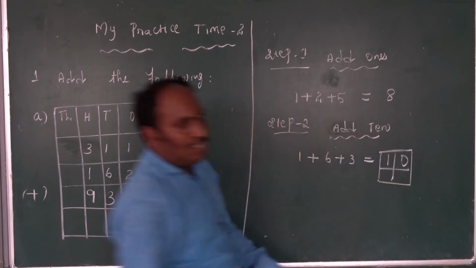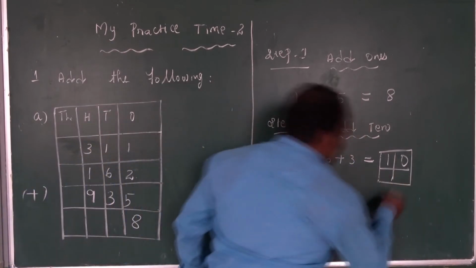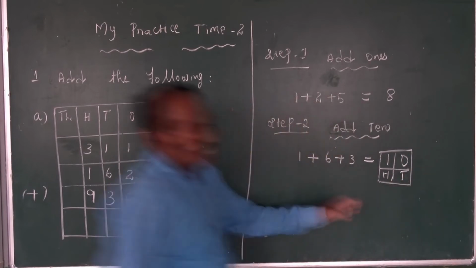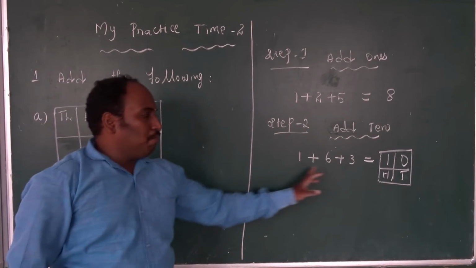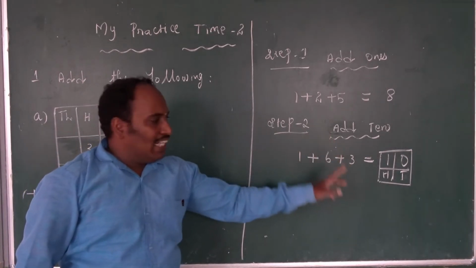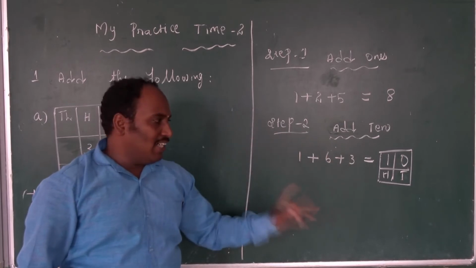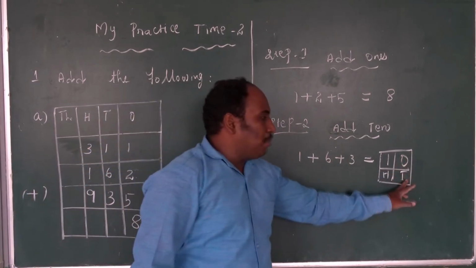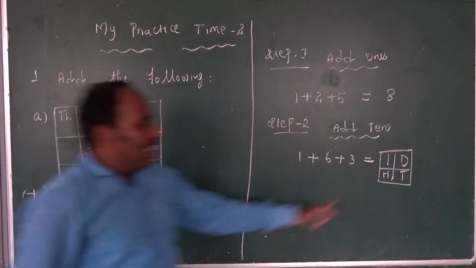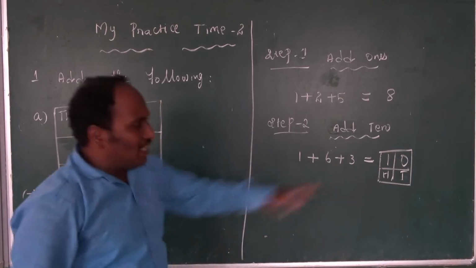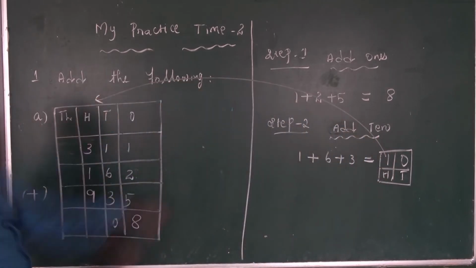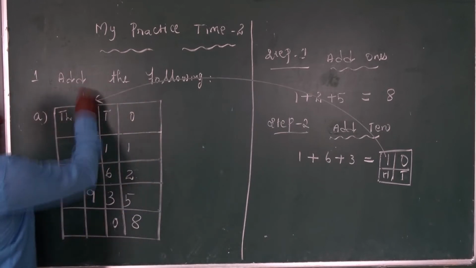10 tens means hundreds. So we take the place values: ones, tens and hundreds. 1 plus 6 plus 3, so we add 3 numbers. Our answer is 10, and 10 tens means 100. So the tens place is 0 and the hundreds place is 1. The number 1 carries over to the hundreds place.